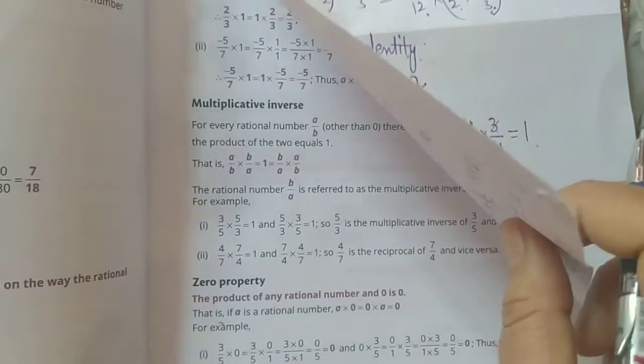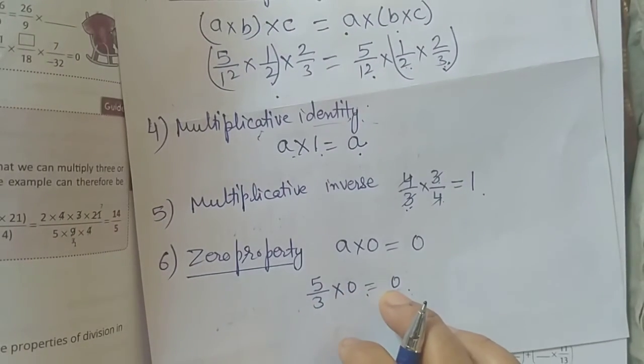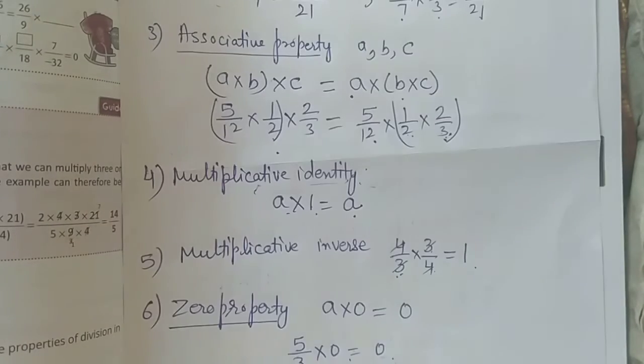So I think the properties are clear up to here. Then the next property is here, and very important, the distributive property.